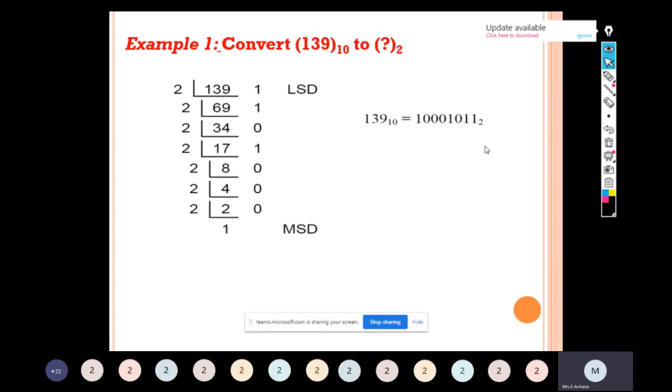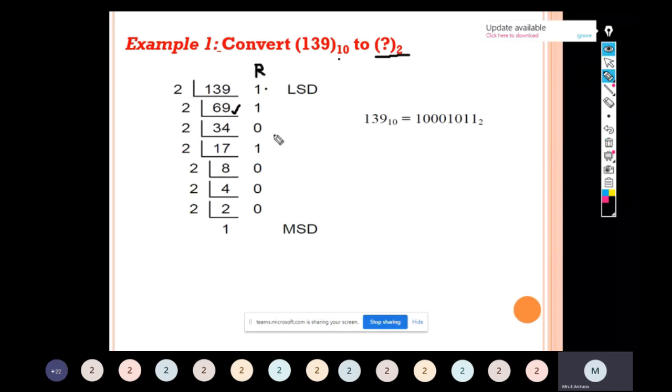Yes, let me see some problems. Convert 139 to base 2. 139 has radix 10; this is the decimal number. It is going to be converted into radix 2, which is a binary number. So 139 is divided by 2: 69 twos are 138, so the remainder will be 1. We write the remainder here.